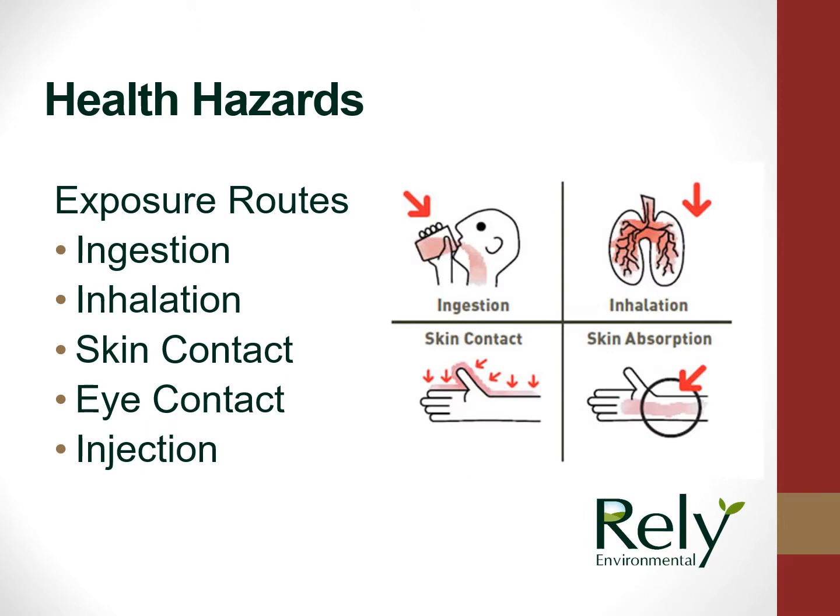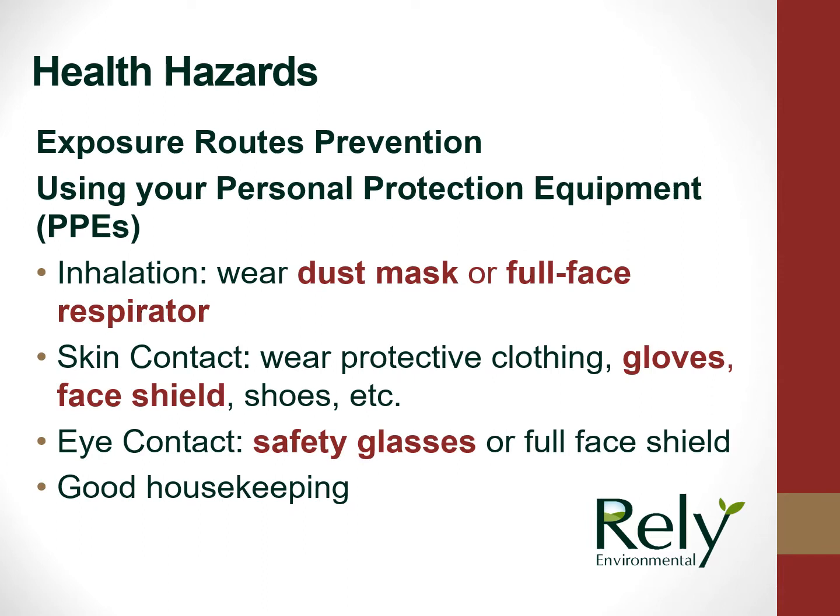Hazardous materials cannot have an effect unless there is an exposure. All exposures have a route. They can be ingestion, inhalation, skin contact, eye contact, or injection. To prevent exposures, PPEs are worn to intercept hazardous materials and prevent exposure. Examples of PPEs include dust mask, full-face respirators, gloves, face shields, and safety glasses. Another important PPE is good housekeeping.